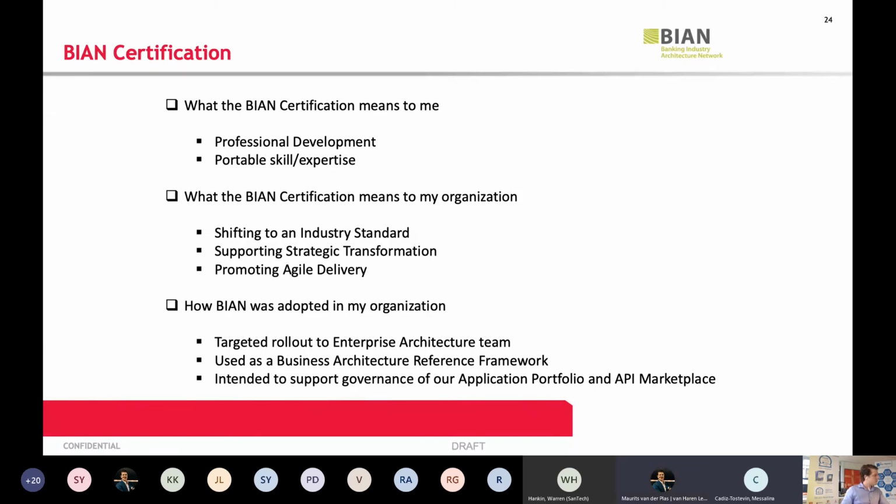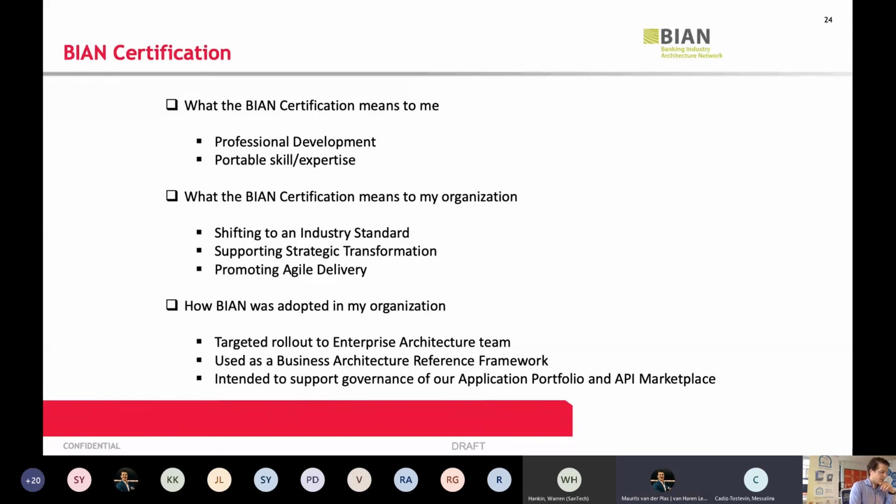So we wanted something that was comprehensive, that was industry-based, that would position us towards the future, that would promote API development and SOA frameworks as well. That was one of the primary drivers for us: shifting to an industry standard, supporting strategic transformation by engaging more with the business, and moving towards a SOA-based framework. We have a lot of legacy systems that are monolithic. We are in the process of going through SOA and domain-driven design, as Warren had mentioned earlier, and that would in turn support agile delivery. I'm speaking more about the value of BIAN in that context, but the certification certainly means that our organization is committed to the framework.